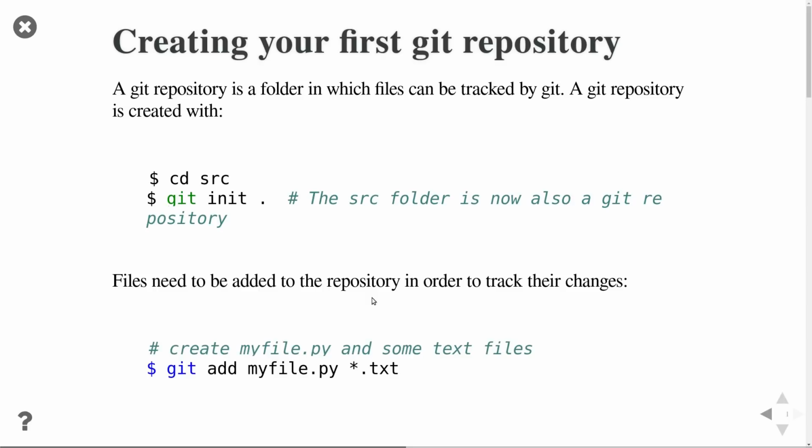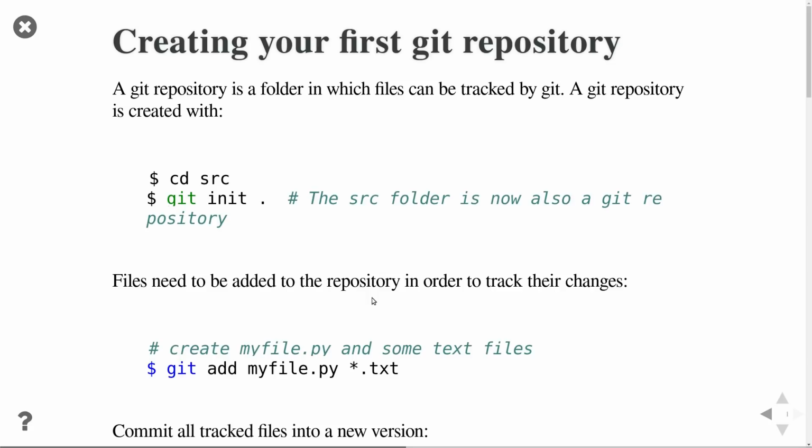The next thing is that I need to add specific files that should be tracked in that directory. By default, an empty directory doesn't track any files. So if you make any changes, these changes will just be lost. You need to tell Git specifically which files you want to keep track of. And the way you do that is you type in git add, and then let's say I'm interested in tracking myfile.py and all the text files in this directory. So after that, Git keeps track of any changes of these files.